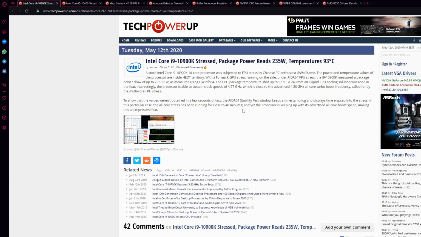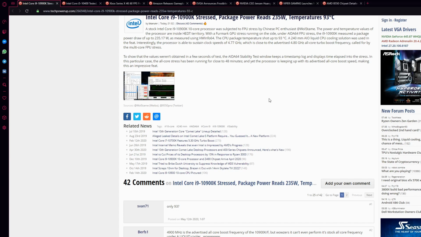The power and the temperature are inside AIDA64 territory. We can see that the temperature shot up to 93 degrees with a 240 mm AIO liquid CPU cooling solution. That's a pretty high temperature. Anyway, the processor is able to sustain a clock speed of 4.77 GHz, which is close to the advertised 4.8. Not bad results except for the temperature.